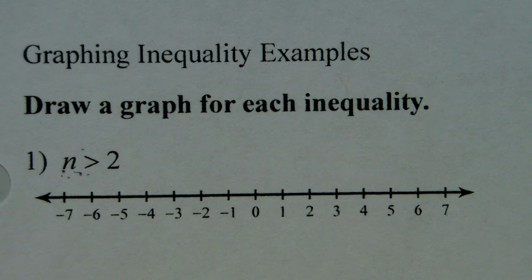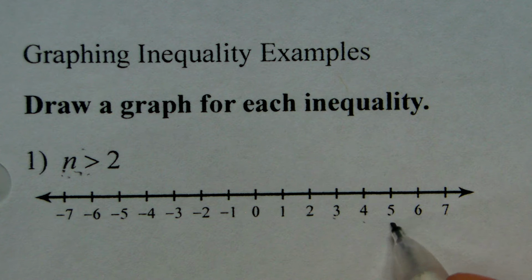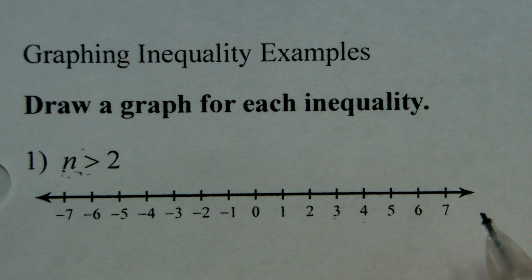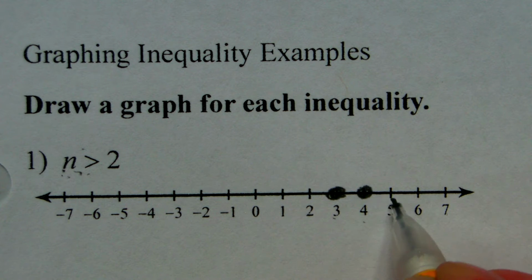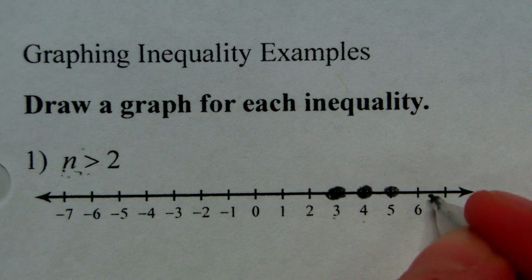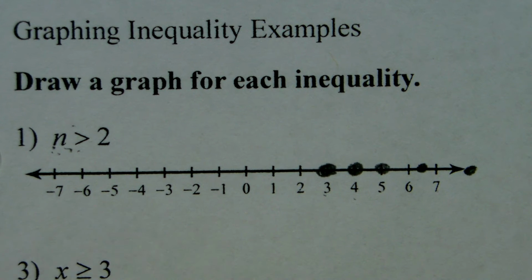Okay, so you should have come up with numbers like 3 and 4 and 5 and 6 and 7, and all of the numbers out here are bigger than 2. So 3 would be a solution, 4 is a solution, 5 is a solution, 6.5 is a solution, 8 over here is a solution, 100 would be a solution. So what we want to do is represent all of the solutions for this inequality on the number line.